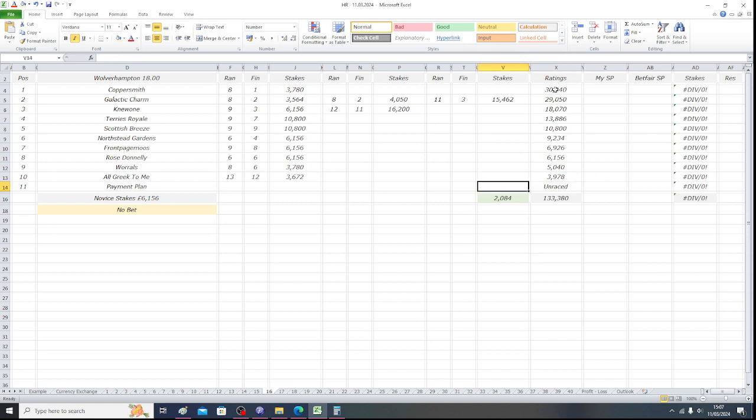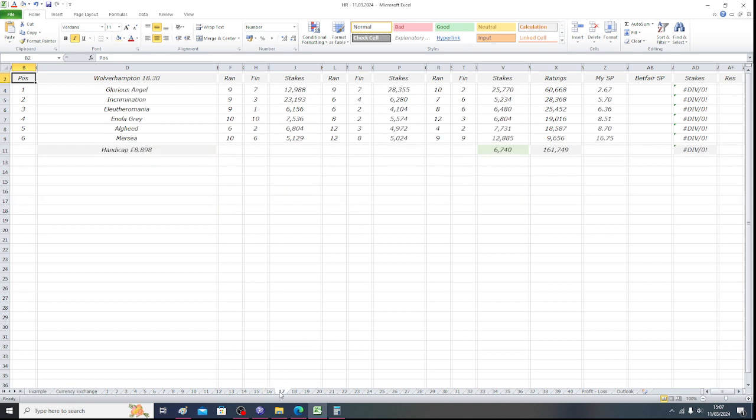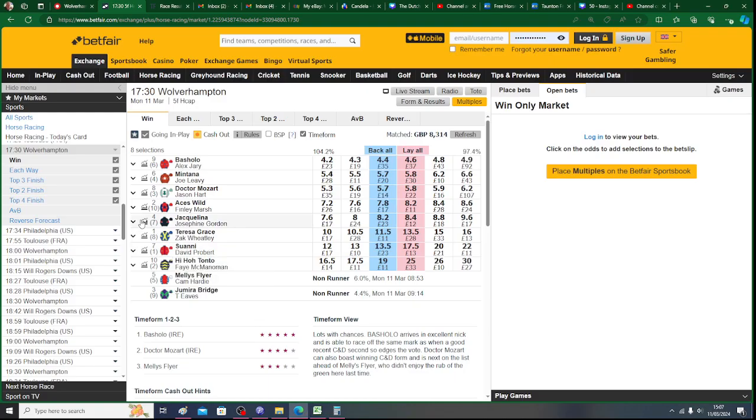I have got the rest of them in ratings orders. You can follow this, Coppersmith, if you wanted to, but it's definitely a no betting race for me. So we'll swiftly move on from the 6 o'clock into the 6:30. 6 go to post here, another handicap, £8,898 will go to the winner, and we'll go into Betfair now for the 6:30.